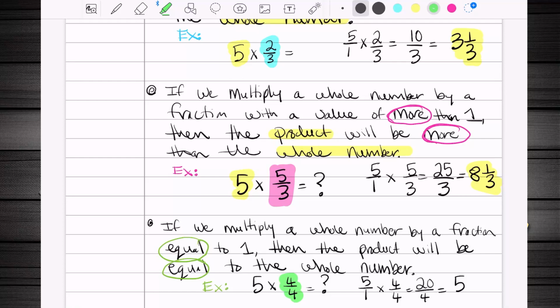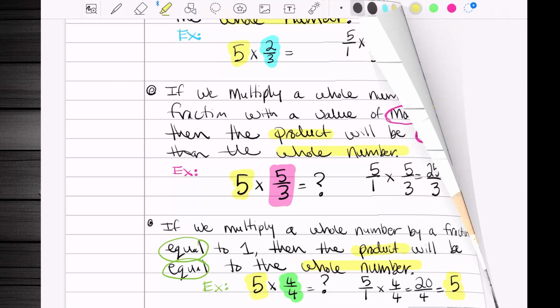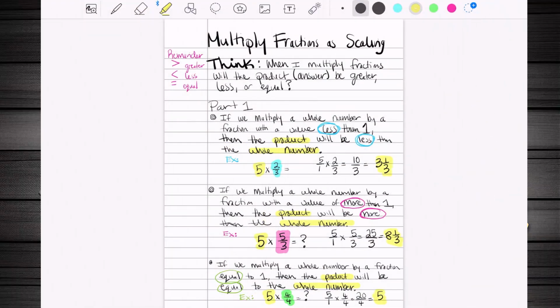So the fraction we multiplied by was equal. 4/4 is equal to 1. And then the whole number and the product were equal to each other. So that was part 1. It is the most important part. This is what your notes should look like right now.